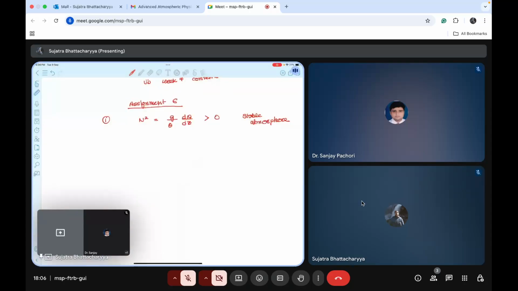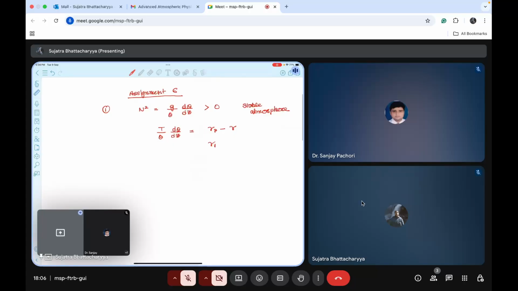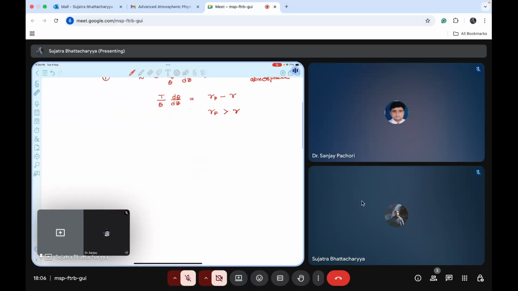Now, why? The question is why. We have discussed it, but let us do it again. We have seen that using the potential temperature formulation, the T by theta, d theta dz, is actually equal to gamma of parcel minus gamma of environment. So parcel, actually what we have written that time is dry air parcel, so gamma D. So when gamma P, that is for the parcel, if the lapse rate, that is the rate of decrease of temperature with height, is greater than that of gamma, that is the environmental lapse rate, then what is happening?